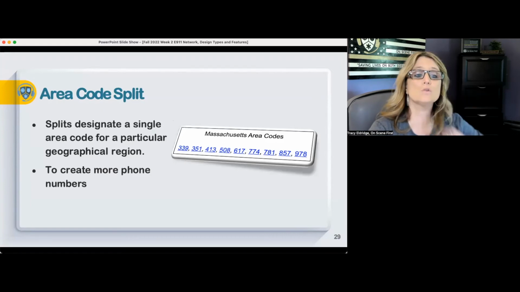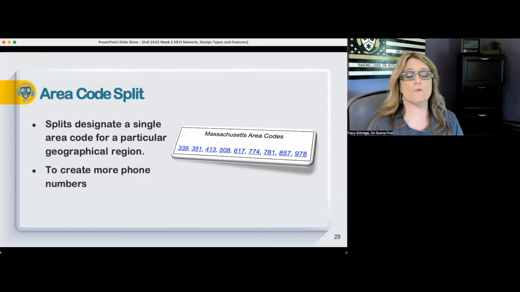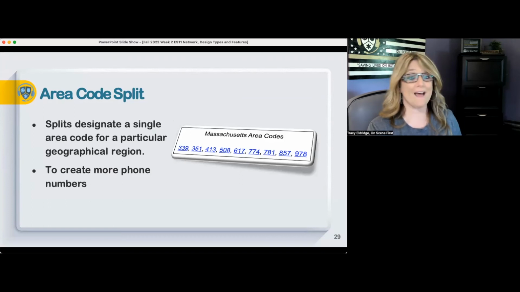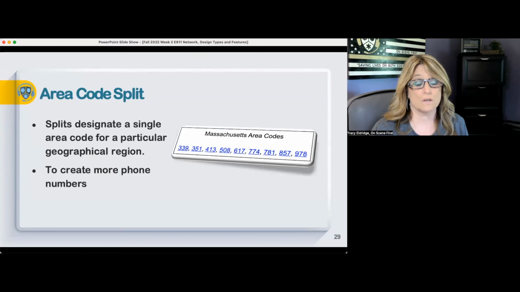So an area code split, and I put Massachusetts there for a reason. One, I live here. I'm familiar with the area codes and how our system works here. When I was growing up, we did not have this many area codes. I think we had a handful of them, maybe four or five of them. But if you notice over time, we've had to add more area codes.